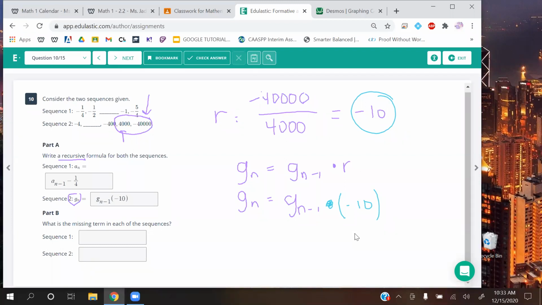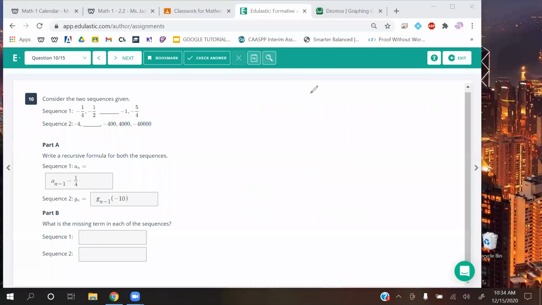All right. So let's do part B. It says, what is the missing term in each of the sequences? So let me clear my drawings because they're just in the way. And then let's do it for sequence one.